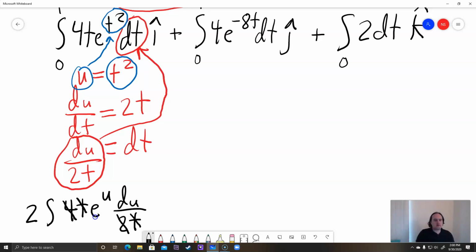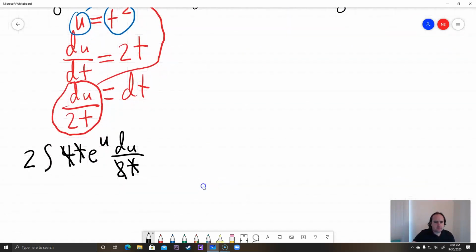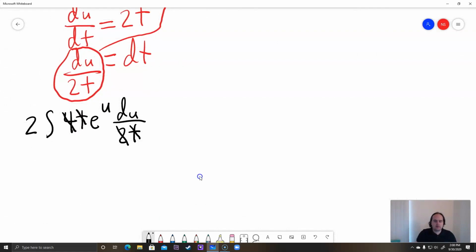We can bring the 2 out front because it's a constant. So we're going to have 2 times the integral of e to the u du. I don't know if you remember this, but the integral of e to the u du is just e to the u. So we're still going to have 2 e to the u for our answer.